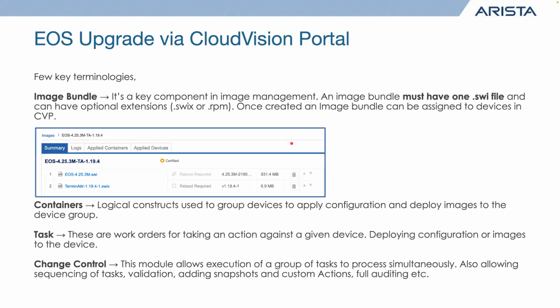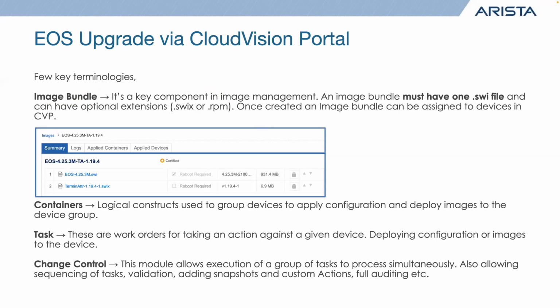Now, before we jump into the core demo itself, I'd like to clarify a few key terminologies just to make sure that folks who are not familiar with CloudVision Portal are able to follow along as we go along with the demo, because some of these key terminologies we are going to be using frequently. Now, the first one is called an image bundle. An image bundle is a key component in image management when you're using CloudVision for EOS upgrades.